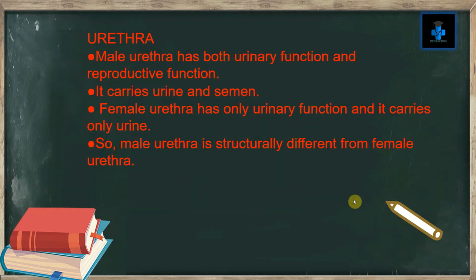Urethra. Male urethra has both urinary function and reproductive function. It carries urine and semen. Female urethra has only urinary function and it carries only urine. So, male urethra is structurally different from female urethra.